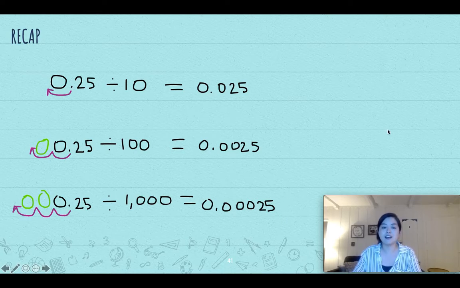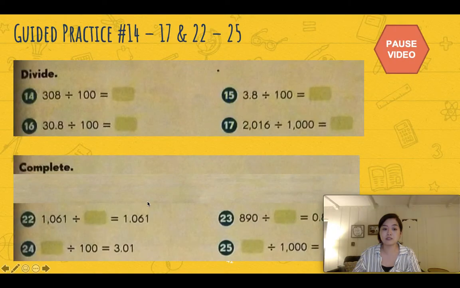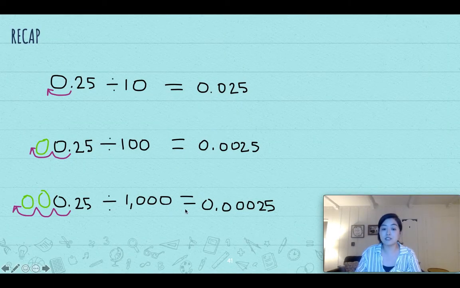And you can remember with division, you move it to the left when you divide by 10, 100, or 1000. And the number of places you move over to the left depends on how many zeros there are. 10 has 1 zero, 100 has 2 zeros, and 1000 has 3 zeros. So because 10 has 1 zero, you move it over to the left once. Because 100 has 2 zeros, you move it over to the left twice. Because 1000 has 3 zeros, you move it over to the left 3 times. That's a good way for you to remember.